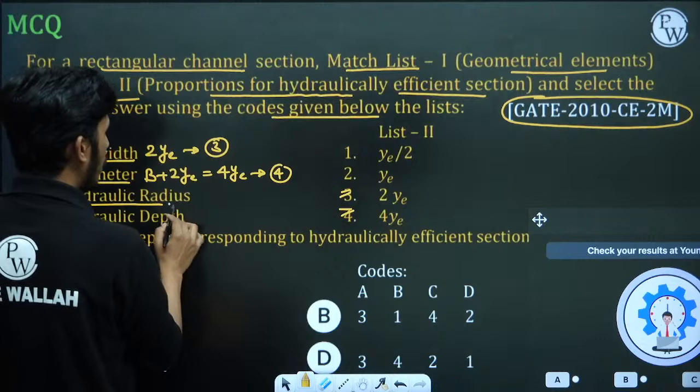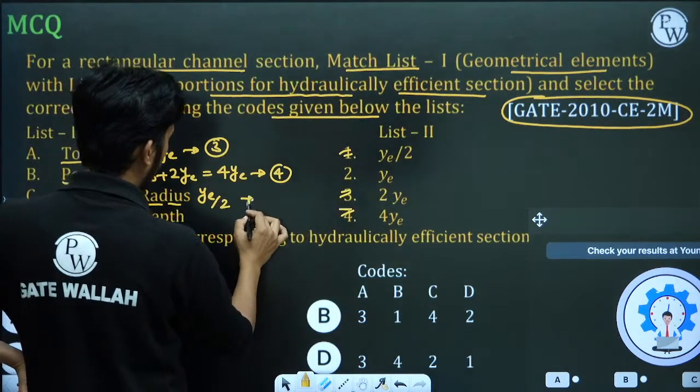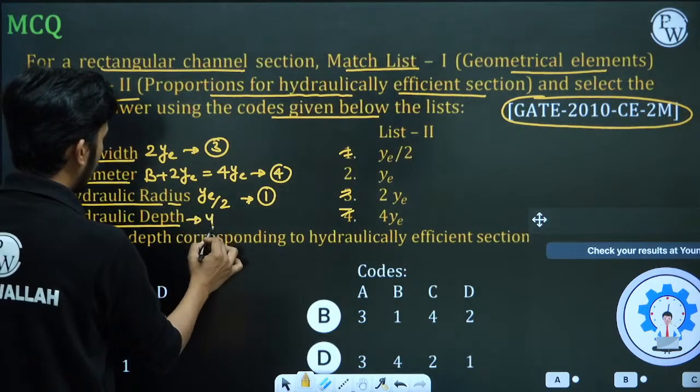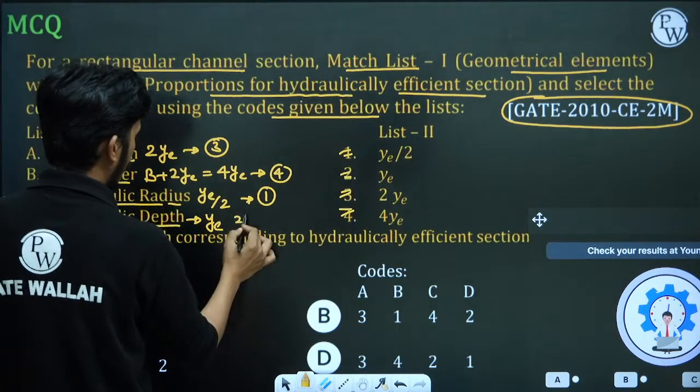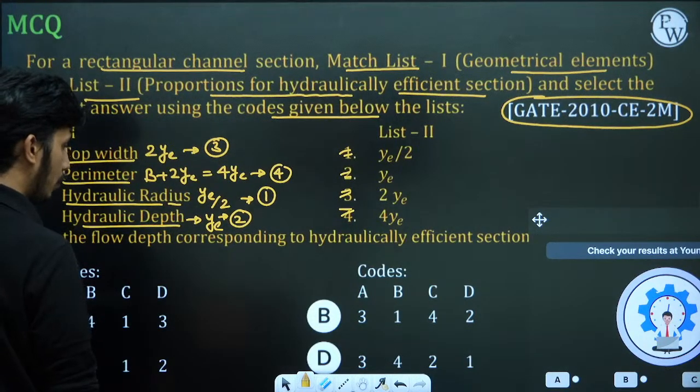हाइड्रोलिक रेडियस कितनी होती है? हाइड्रोलिक रेडियस होती है आपकी y/2। y/2 कहां दे रखा है? 1 में, तो 1 से मैच करेगा। और हाइड्रोलिक डेप्थ क्या है? हाइड्रोलिक डेप्थ आपकी y के बराबर ही होती है, तो किससे मैच करेगा? 2 से। सो 3 4 1 2, 3 4 1 2 कहां दे रखा है?